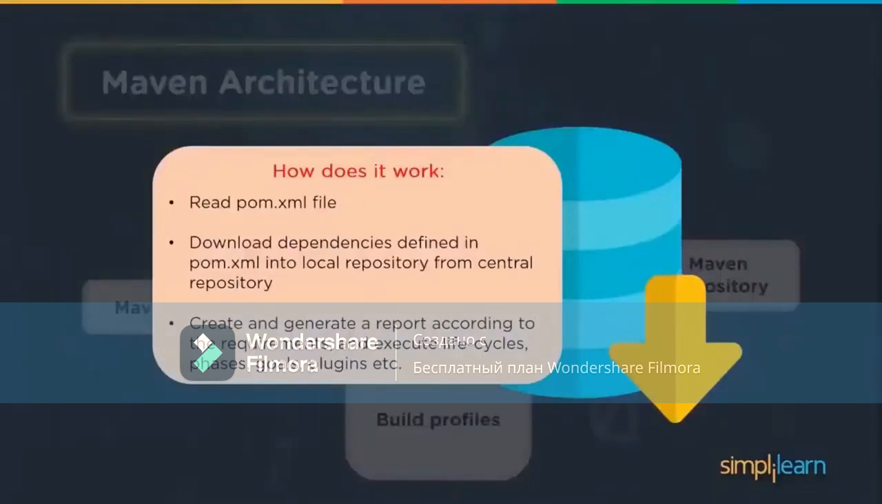So the Maven executable will read the pom.xml file, then download the dependencies defined in the pom.xml file, and those dependencies are cached locally from the remote or the central repository. Then it creates and generates a report according to the requirement and executes the life cycles, phases, goals, plugins, etc. So whatever plugins, goals or life cycles are configured there, step by step each of them will be executed in sequence.